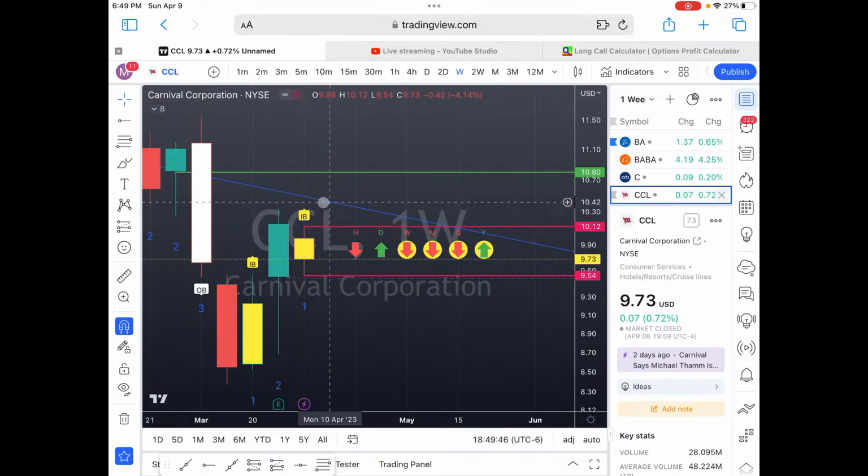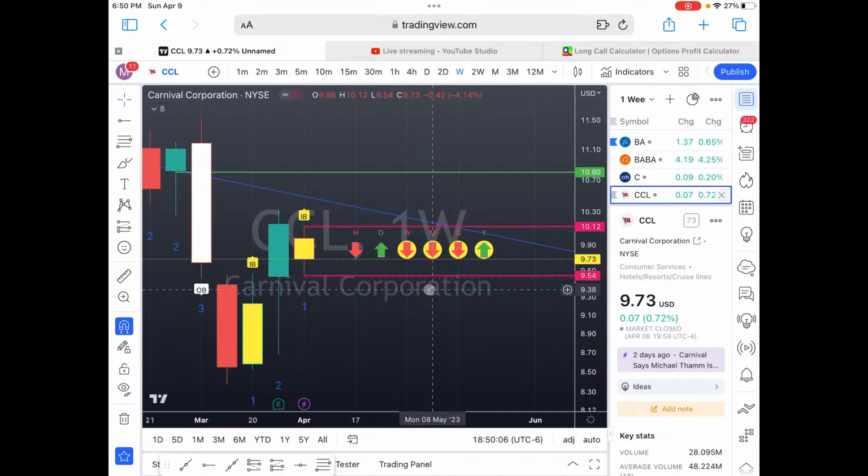We're going to look for a break to the high side or to the low side. Calls at 10.12, puts at 9.54. If this is me, I'm looking for calls at the strike price of around $10. I might go to 10.50. Puts, I'm looking at 9.50, maybe $9. Okay, that's what I'm willing to do, and I'm going at least 2 weeks out.